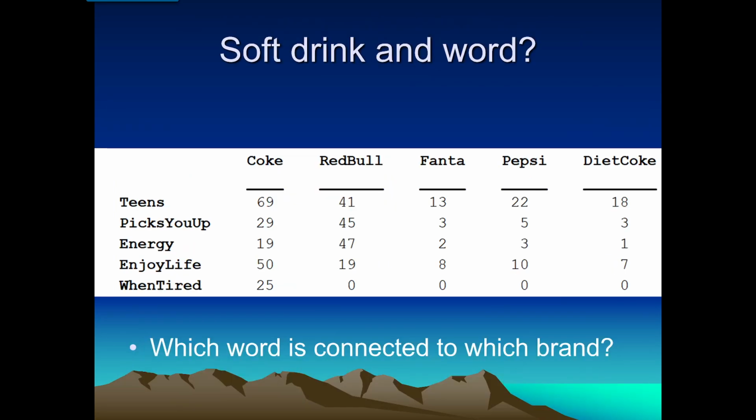Okay, soft drink and word. How is the image of your firm perceived? What is the word which characterizes your brand? This is also another very interesting problem, because it says whether your product is mainly consumed by the young or by the old. What is your target?